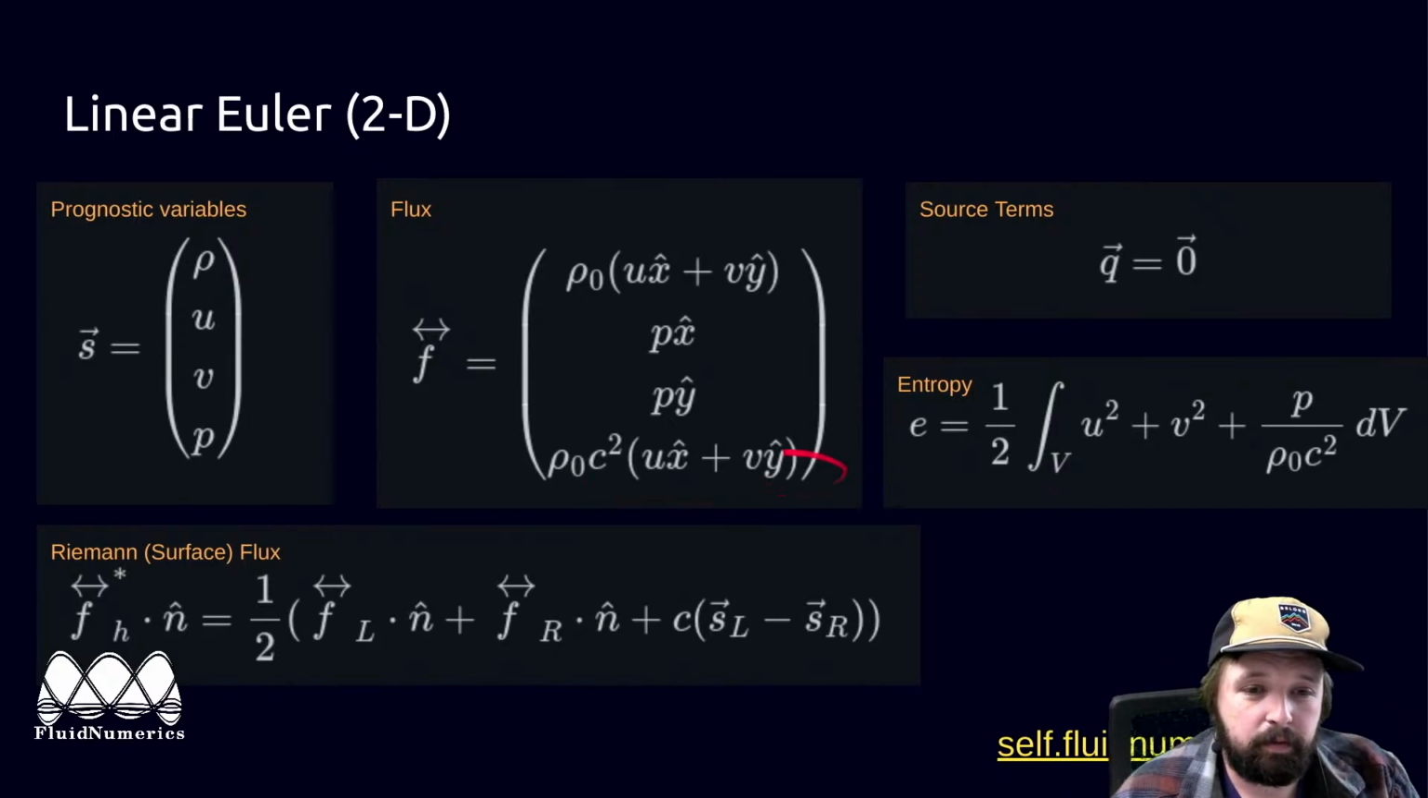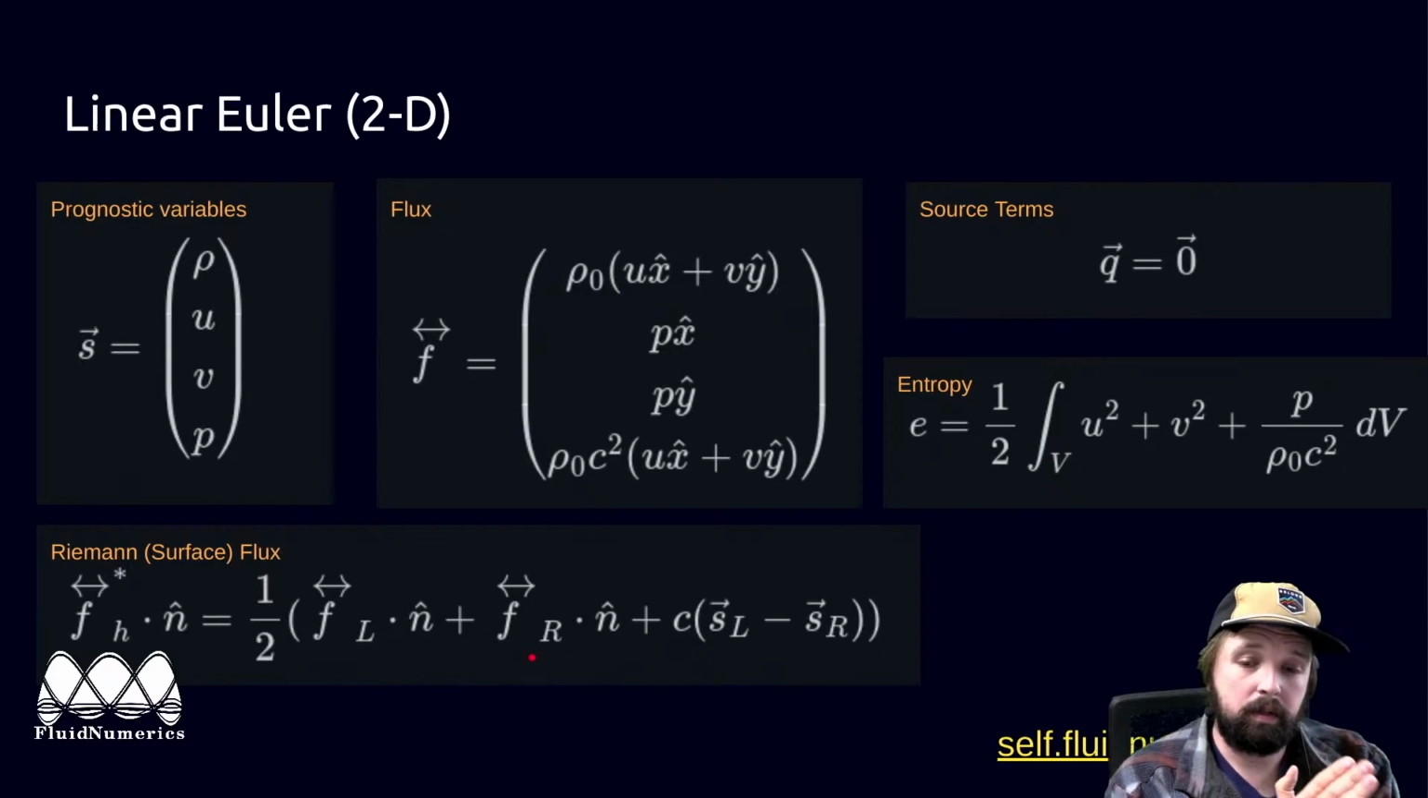You can get an equation for the pressure. So this is how you close that system. We are not considering any source terms right now, but you could imagine if you have gravity or those kinds of things, you could stick that there. And then for the Riemann solver, for those surface fluxes, we're basically going to be taking an average of the fluxes on either side of an edge.